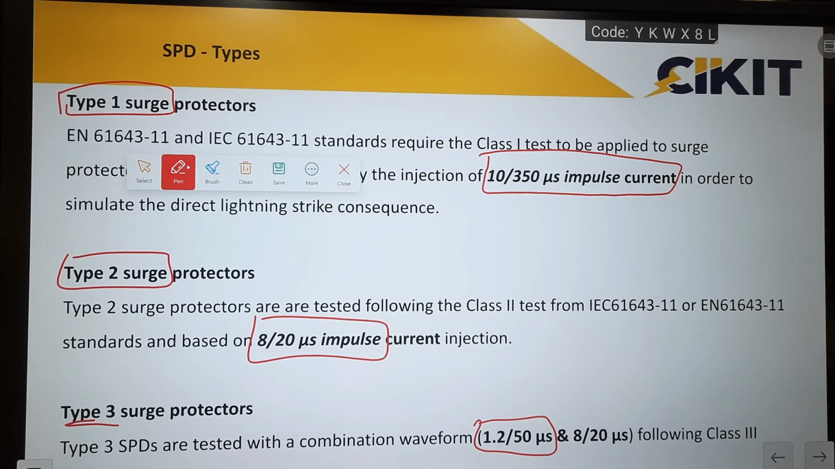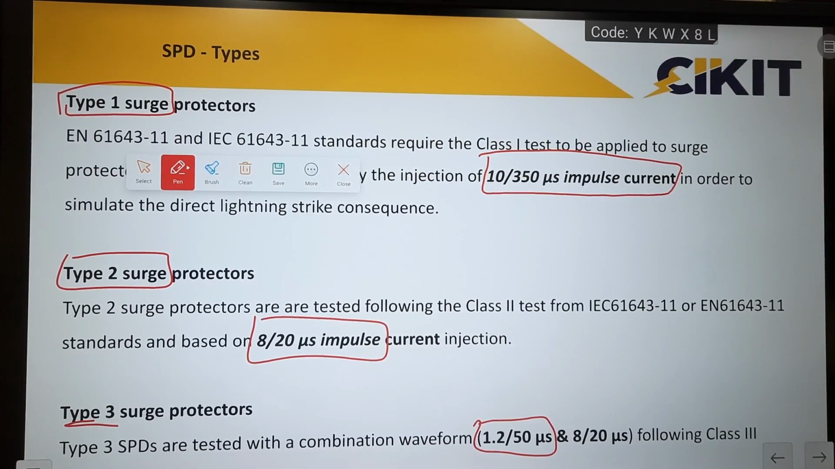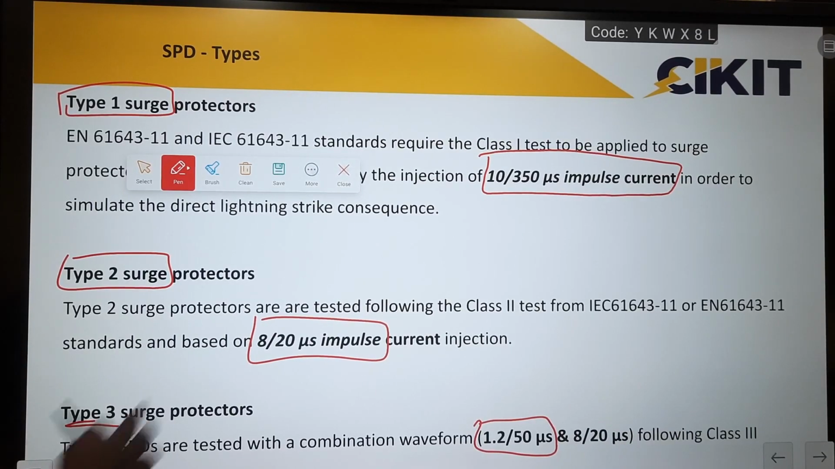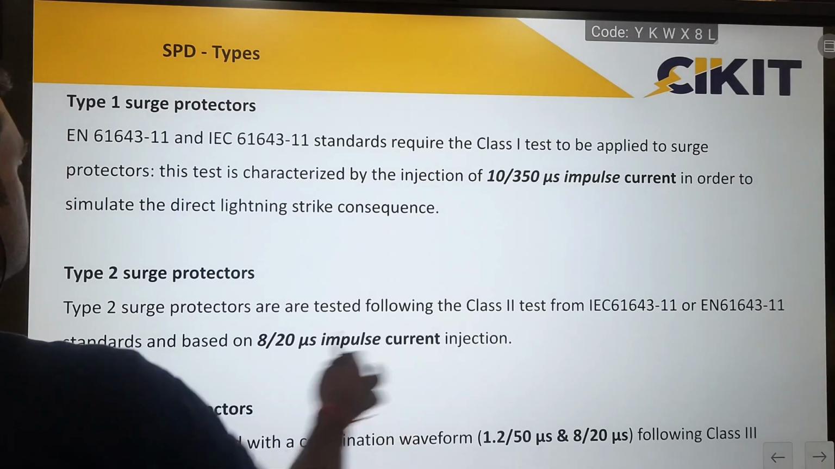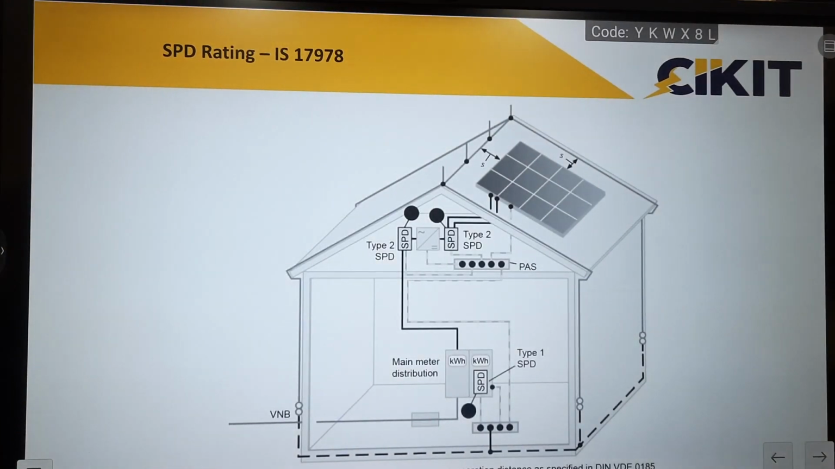So in general, that will be provided at the point of entry, that is at the main panel of any buildings. And for sub panels, we will be going for type 2 SPD. In solar, we will be normally going for type 2 SPD. And IS 17978 has provided some guidelines on selecting the suitable type of SPD for the solar installations. So they have explained about three different site conditions. With that, I have explained about two commonly available installations.